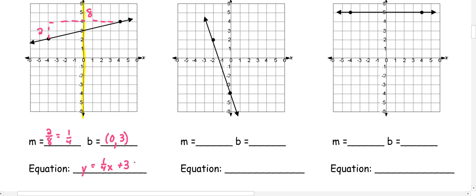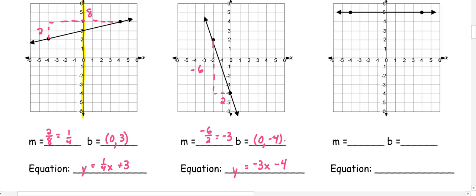Number 12, when I look at my slope, I want to figure out how do I get from one point to the other. This time my line is going down, so I'm going to have a negative slope. So I went down 1, 2, 3, 4, 5, 6. And I went over 2. So my slope is -6 over 2, which reduces to -3. My y-intercept again is where I cross the y-axis, so 0, -4. So y equals -3x minus 4.